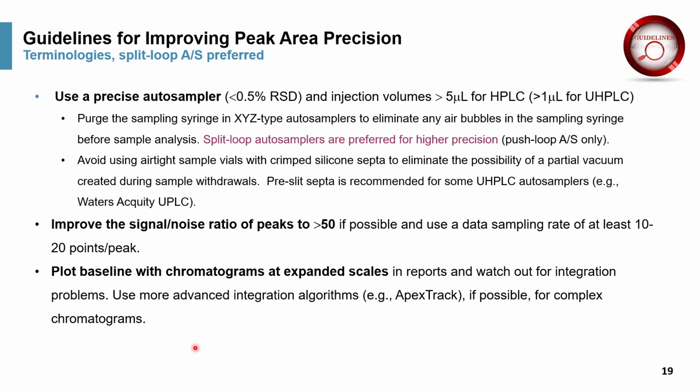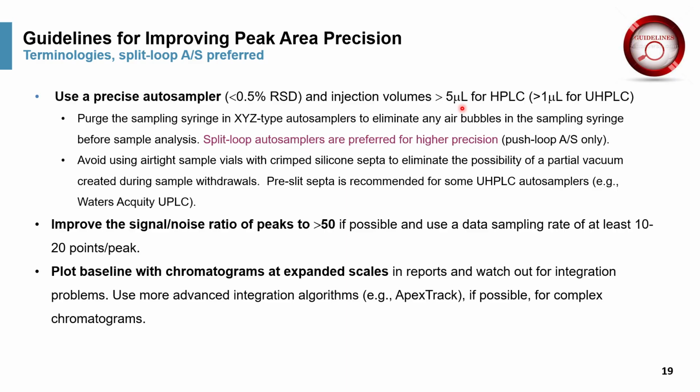Here are some guidelines for improving peak area precision. Number 1, use a precise autosampler. The minimum for a QC application is less than 0.5% RSD, even though a lot of system suitability according to USP is 2%. 2% is not realistic. It's not good. So definitely make sure that it would support less than 0.5. A modern autosampler should be able to do it without a lot of problems, down to 0.2% RSD.